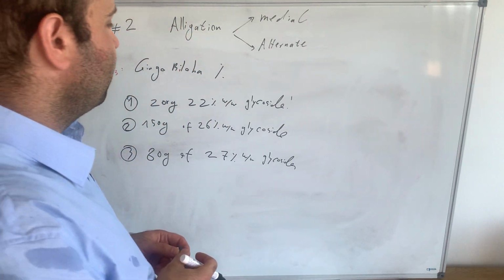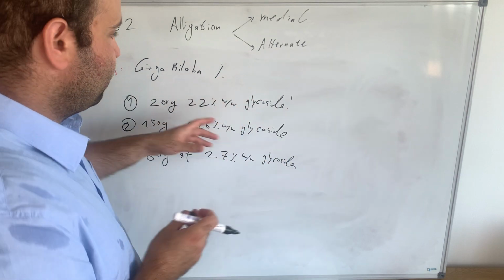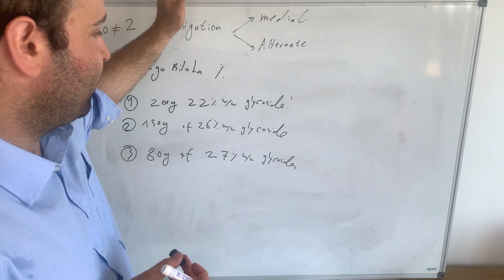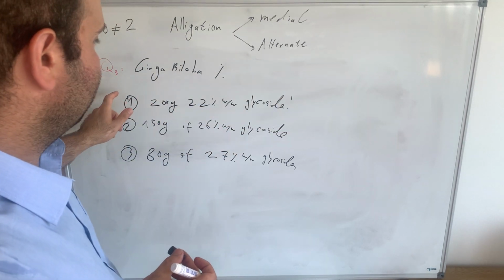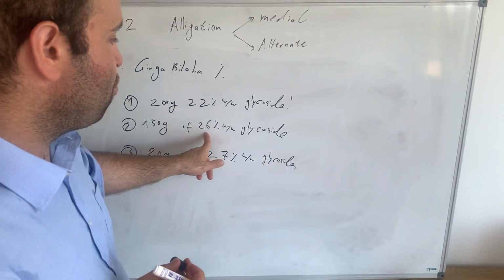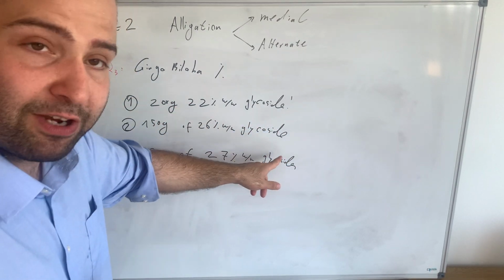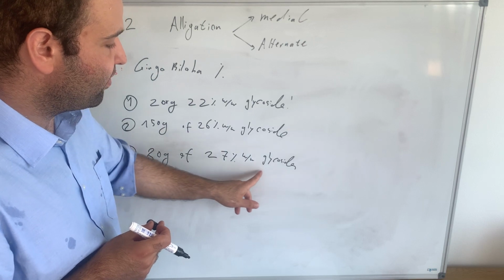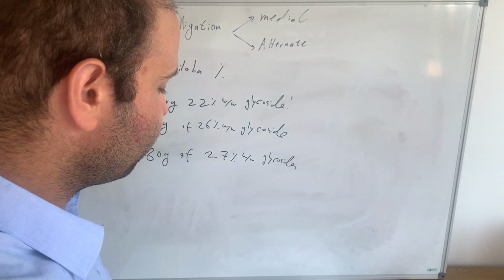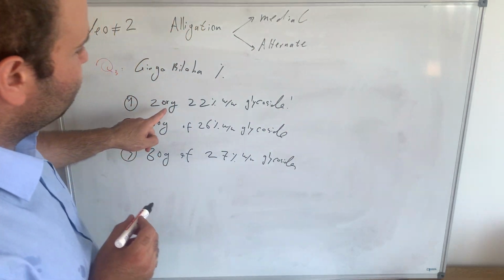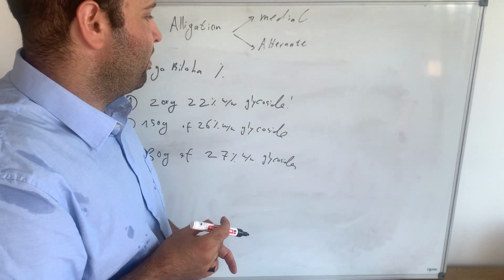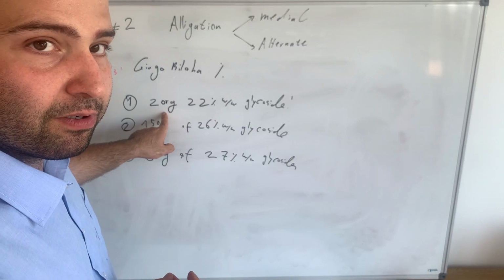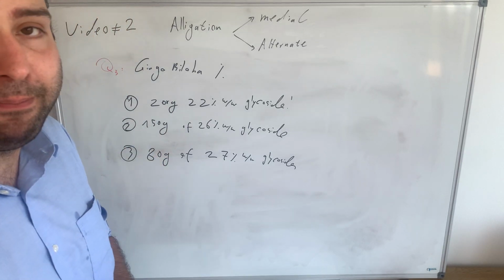So a pharmacist has 3 batches of ginkgo biloba leaves. The first batch contained 200 gram of 22% glycosides. The second batch contained 150 gram, of which 26% is active ingredient, glycosides. And the third batch contained 80 gram of leaves with 27% glycosides. So the question is, what is the final percentage? Again, you are talking about gram per gram, so you have to calculate how many gram of glycoside are in the 200 gram, 150 gram, and 80 gram batches.